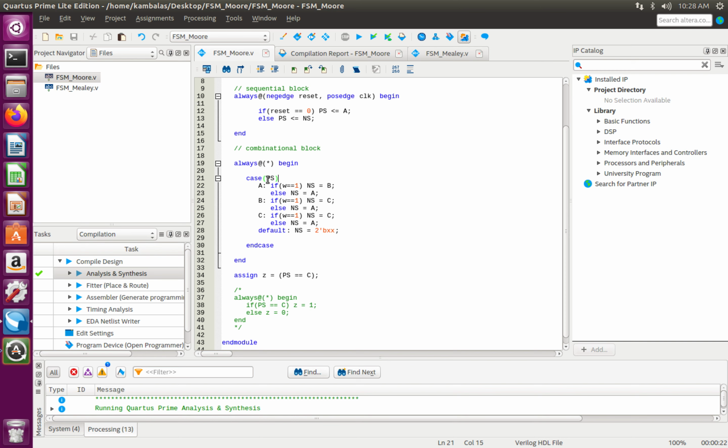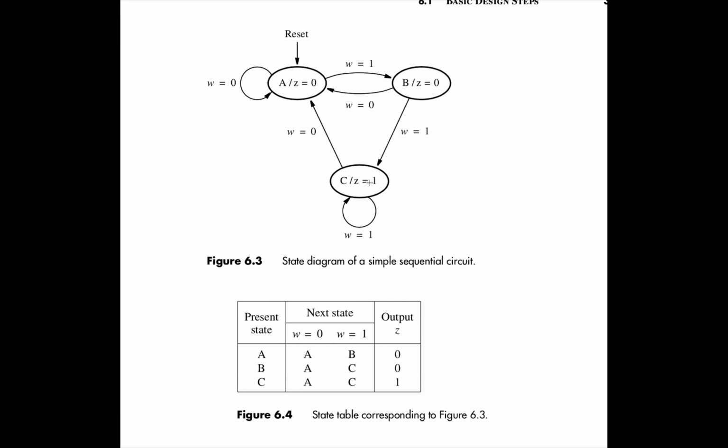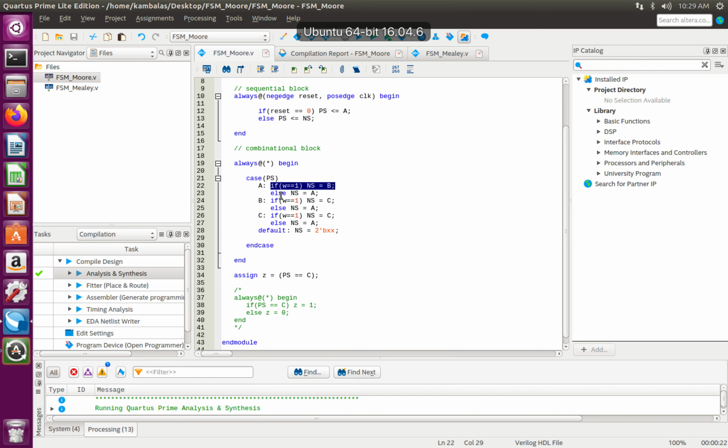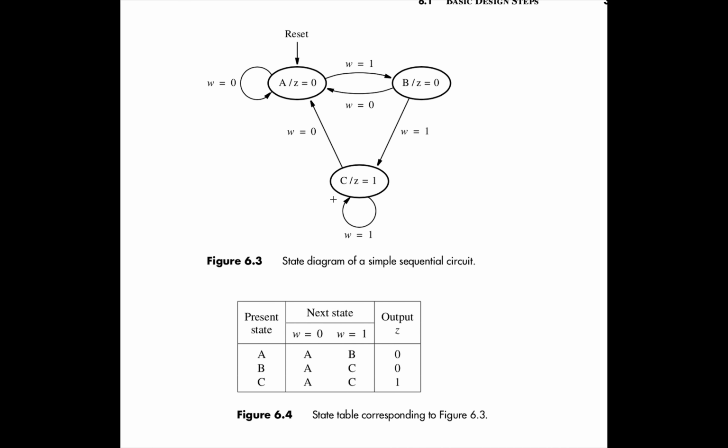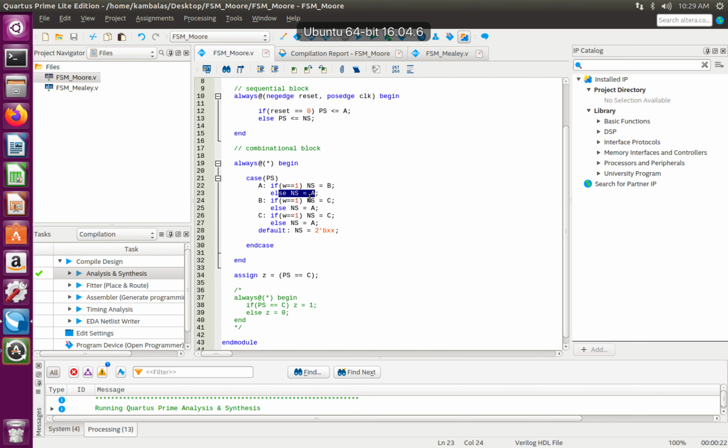My case condition is my present state. If my present state is A, which is what I'm starting at because I have currently reset my system, then if W is 1, my next state goes to B. See that? That is basically what's happening right here. At A, if W equals 1, my next state equals B. Else, which basically means W equals 0, my next state is A. So my next state is my output, right?